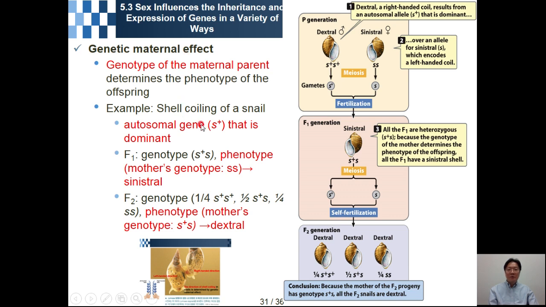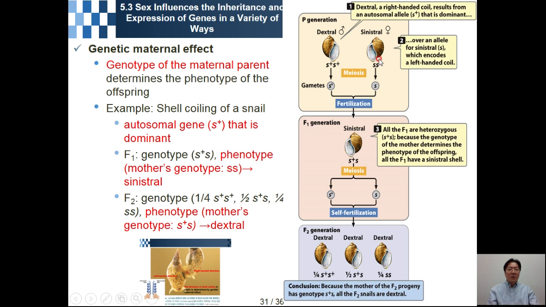First of all, we have to know the concept. The gene involved in shell coiling is an autosomal gene, the S+ gene. S+ is dominant over s. So if they have S+, their phenotype is dextral, right-handed. If they have small s s, their phenotype is sinistral, left-handed.